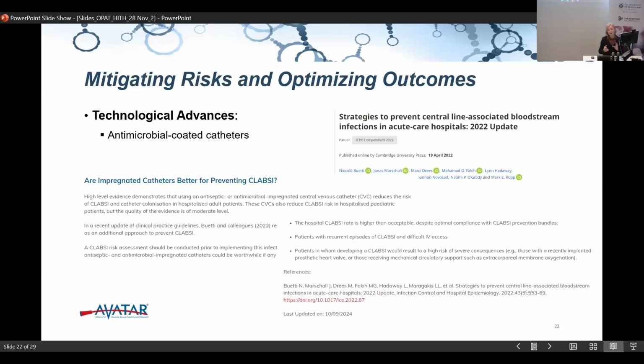catheter areas, not so much maybe in the HITH environment where it might be short-term, but the things to be looked at are, consider individual patient characteristics and needs and requirements. It may be that a particular patient that has recurrent CLABSI or difficult access may benefit from these as well. Or they may have things like a prosthetic heart valve, and therefore they're at a greater risk.